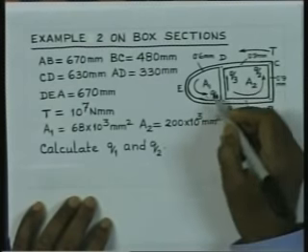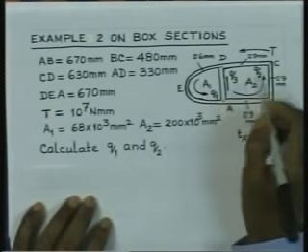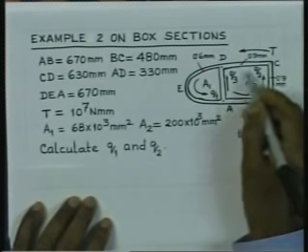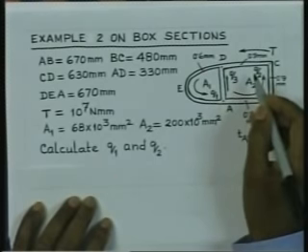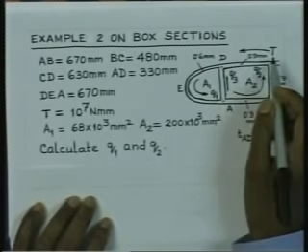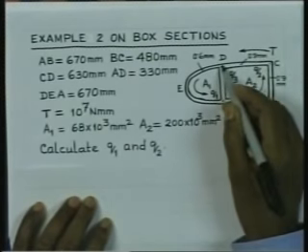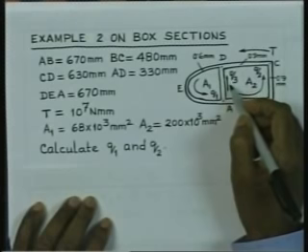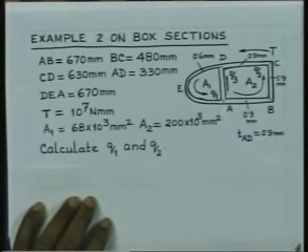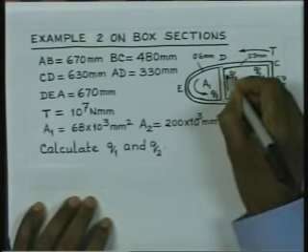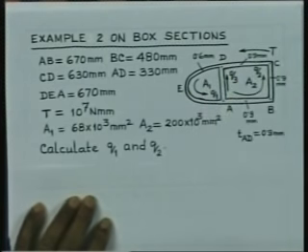Note that Q1 is flowing in the same sense as the applied torque, Q2 is also acting in the same sense as the applied torque, and the net flow in the segment A to D is Q3, directed in this direction. That is the direction of the flow Q3. So, we will look for the solution.